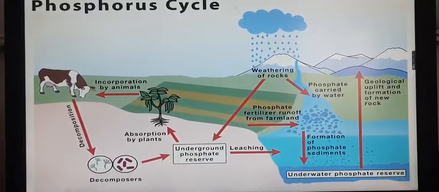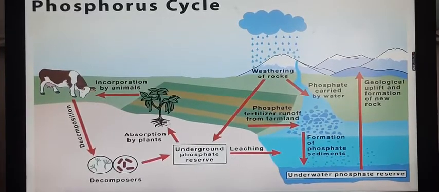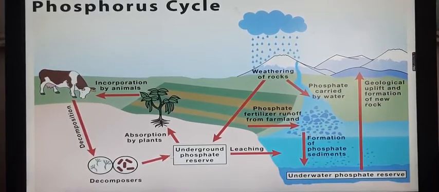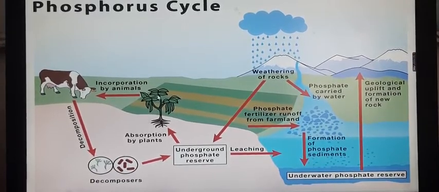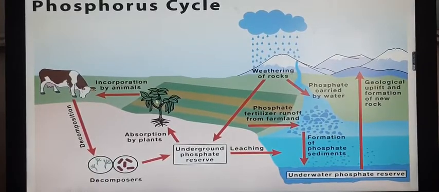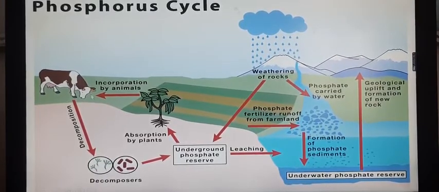Then the underground phosphate reserve is used by plants by the process of absorption of water and minerals. Plants use it in their body. Plants are eaten by animals, and it enters into the body of animals. Then by the process of decomposition, it is again returned back into the environment.